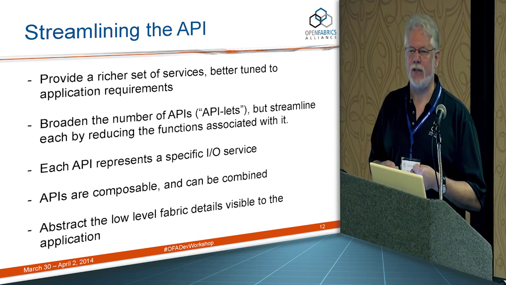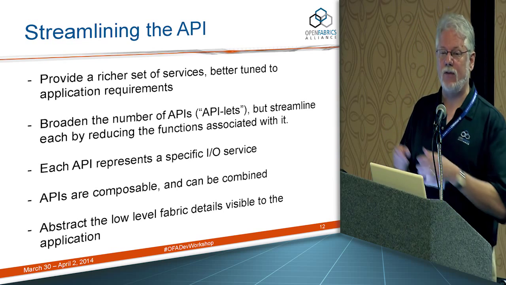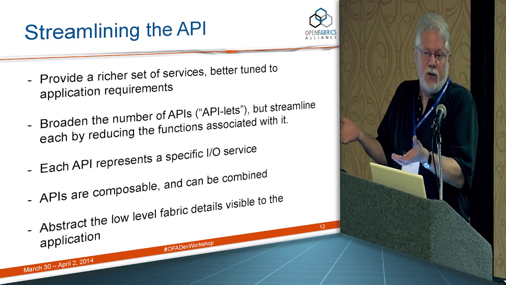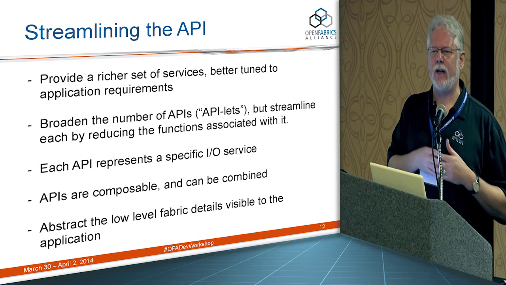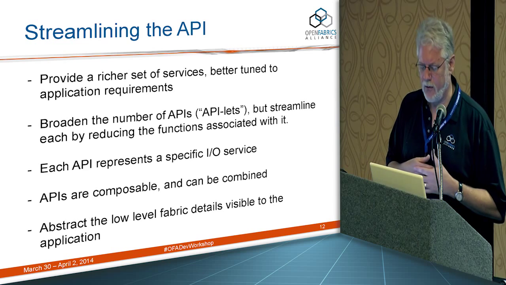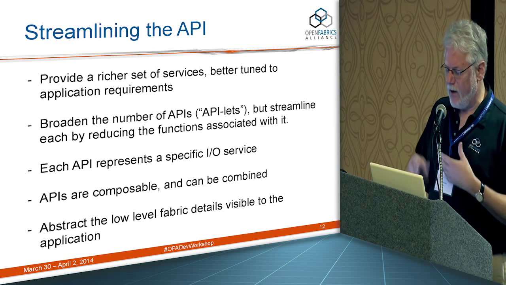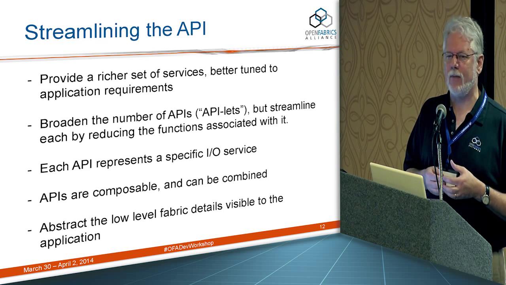So if you have an application that needs to do both sends and receives and large bulk data transfers, you would use two different of these small APIs, if you will. I hate to keep calling them that, so I'm just going to call them APIs from this point forward. And abstract the low-level fabric details that are visible to the application.